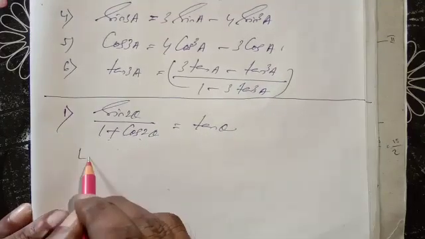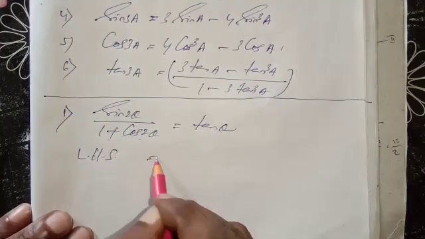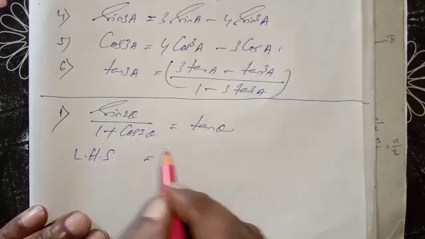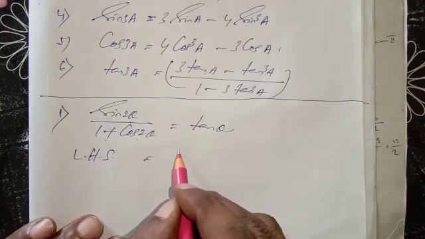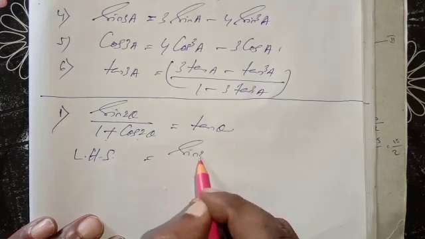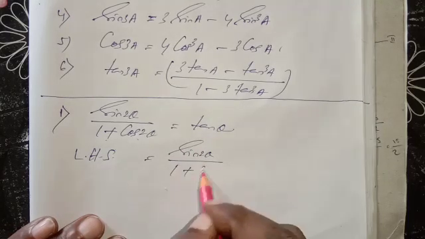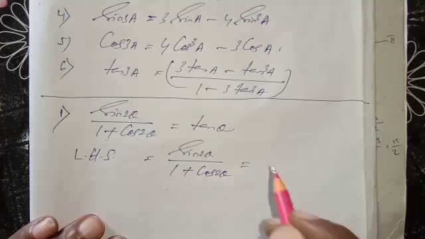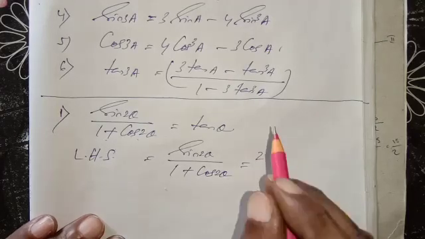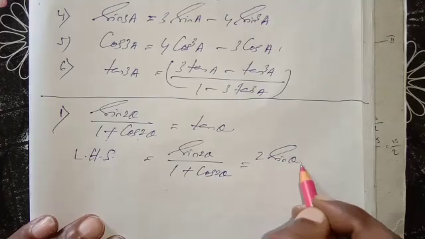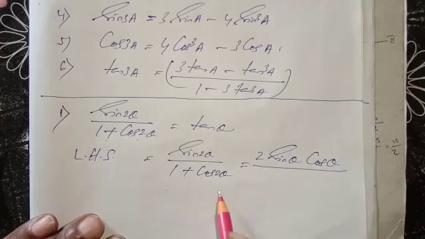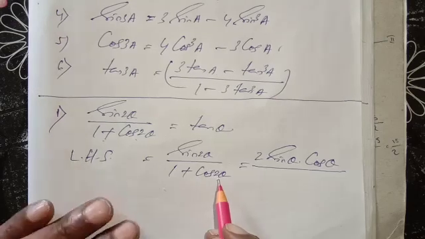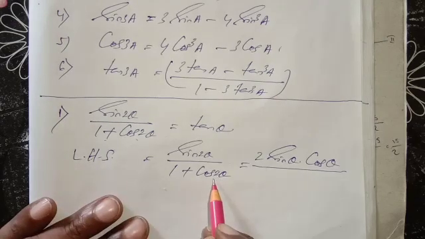First of all, you have to copy the left hand side. What is the left hand side? That is sin 2 theta by 1 plus cos 2 theta. The sin 2 theta formula you have to write here. So what is the value of sin 2 theta? Already written: 2 sin theta into cos theta. And cos 2 theta, I have already written here: 2 cos square theta minus 1.